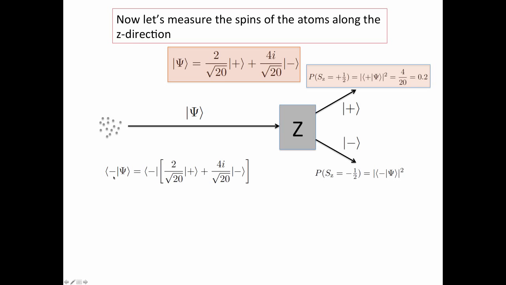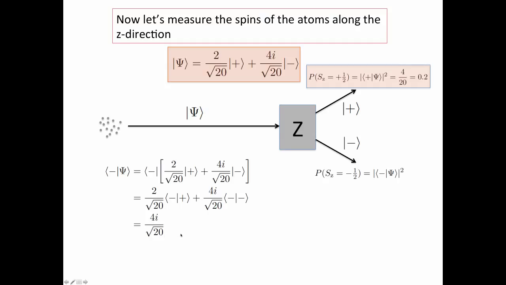Well, now we have to take the inner product of the minus bra with the psi ket, which is given here. Again, we can bring the minus bra through the constant coefficients, and that gives us, for the first term here, 2 over root 20 times the inner product of minus with plus, which is 0, plus 4i over root 20 times the inner product of minus with itself, which is equal to 1. So that's going to leave us with 4i over the square root of 20.